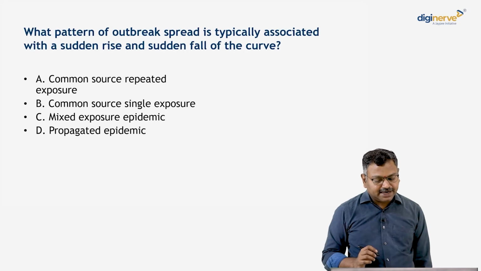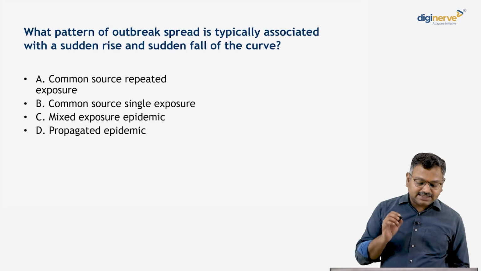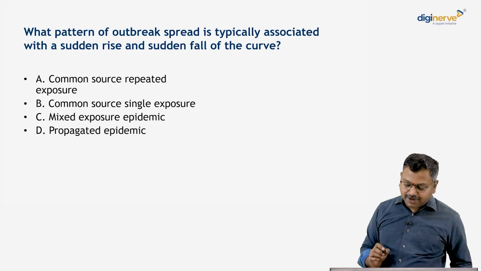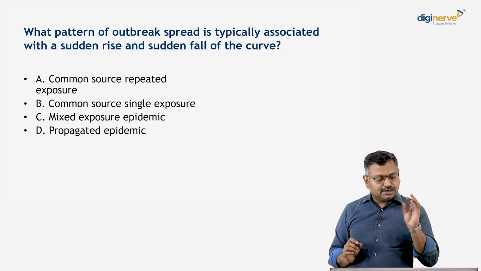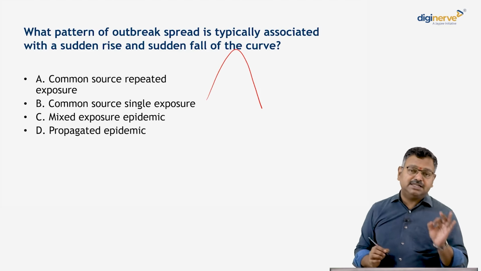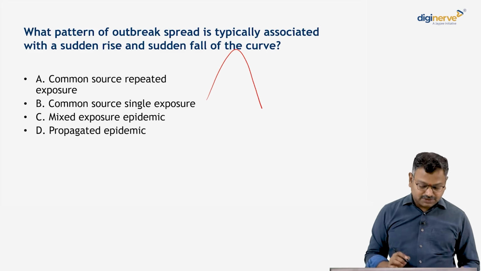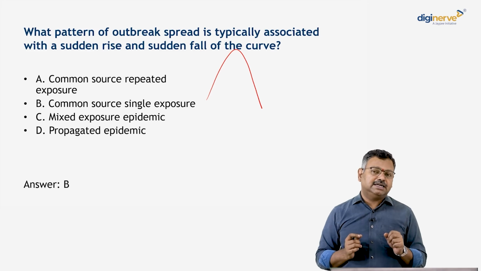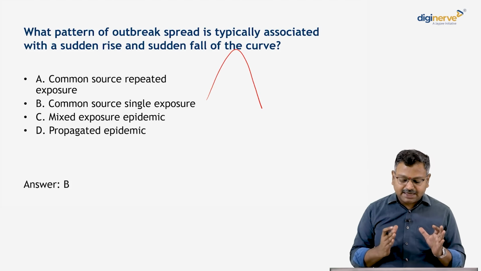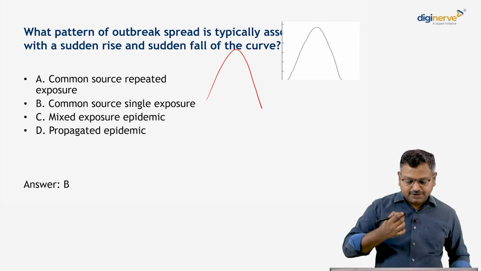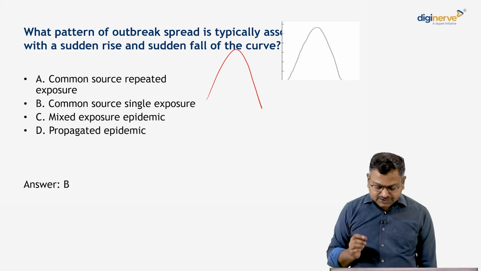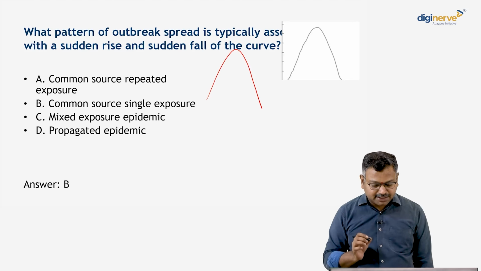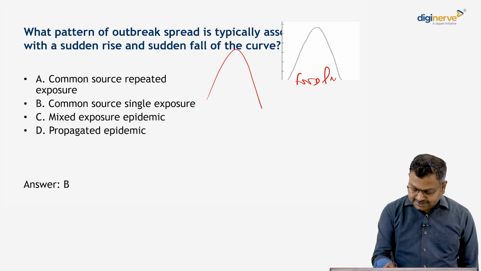What pattern of outbreak spread is typically described with a sudden rise and a sudden fall on a curve? Is it common source single exposure, mixed exposure, or a propagated epidemic? Now there is a rapid rise and a rapid fall. So that means there is a single exposure and a common source. So the answer is B. So remember the epidemiological patterns we see on an epidemic curve. Sudden rise, sudden fall is a classical example for a common source single exposure epidemic, very classical of food poisoning.